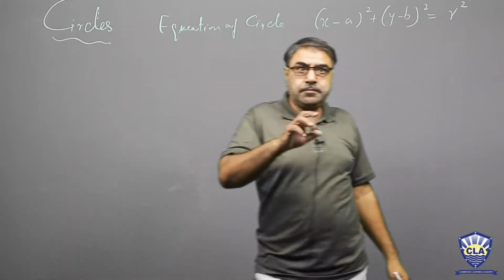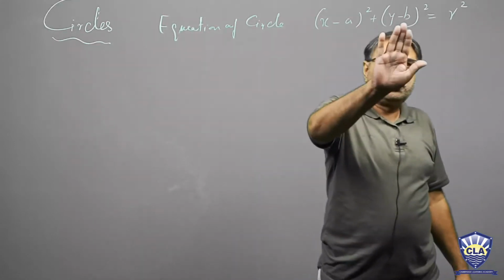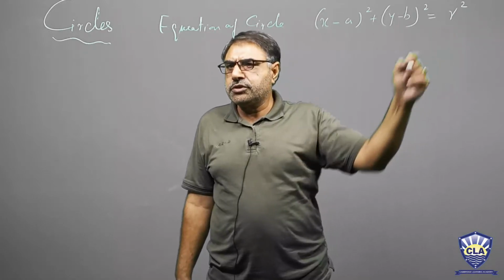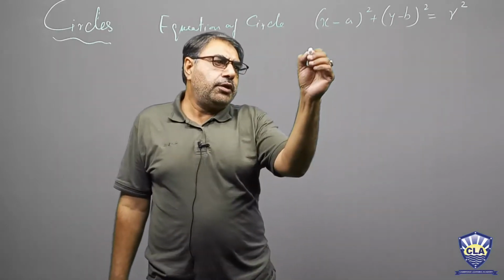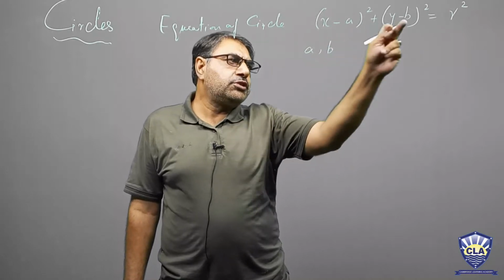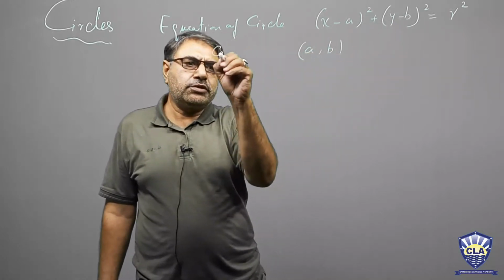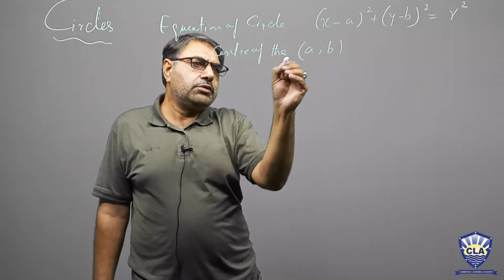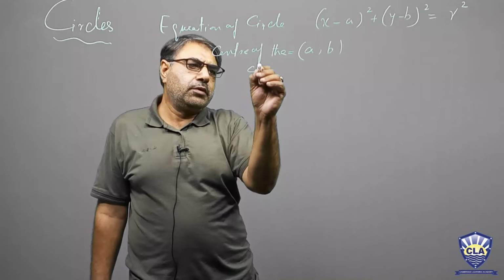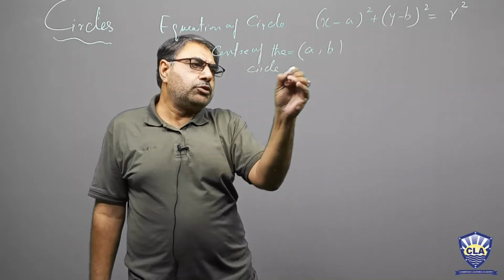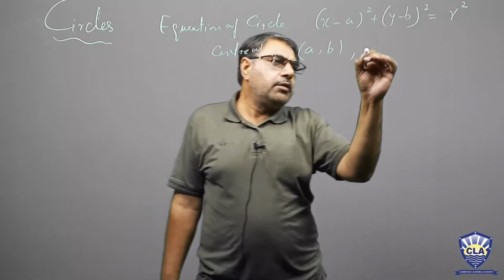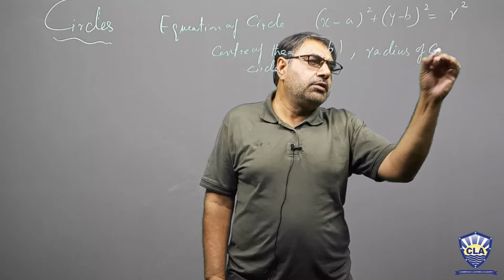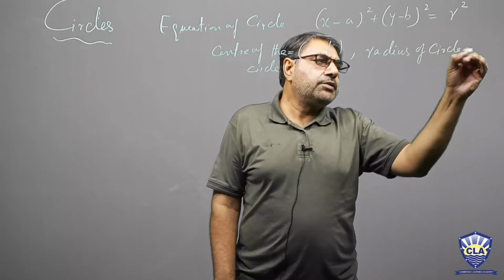The three squares: 1 square, 2 square and 3 square. If the equation of circle is given in this form, then a and b with opposite signs give the center of the circle. Center of the circle equals (a, b), and radius of the circle is r.